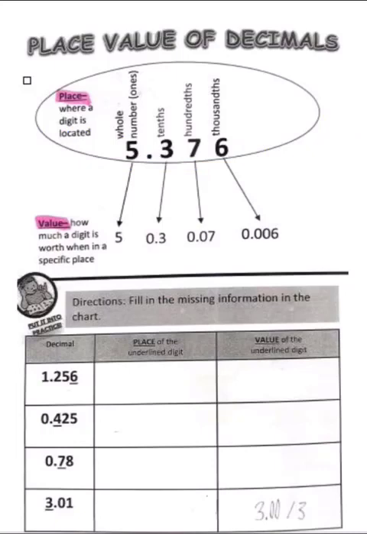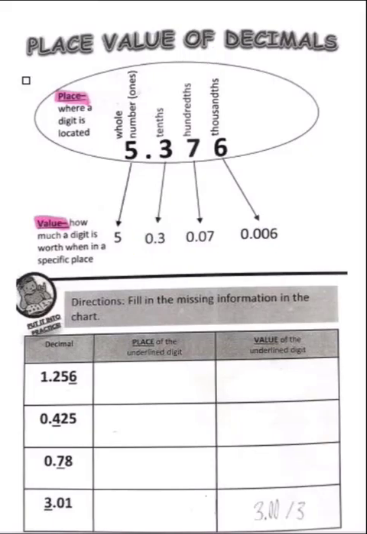So this number, we have 5 wholes and 376 thousandths. The 3 is in the tenths place, the 7 is in the hundredths place, the 6 is in the thousandths place. The 3 is worth 3/10.